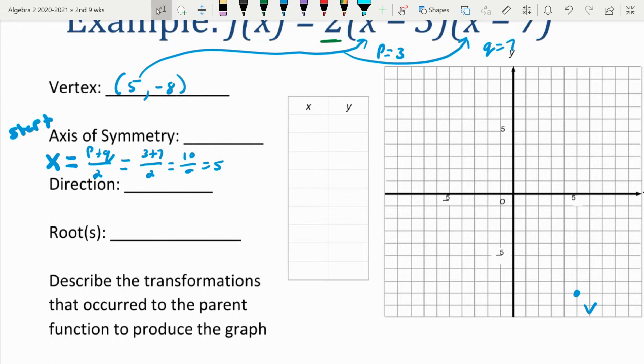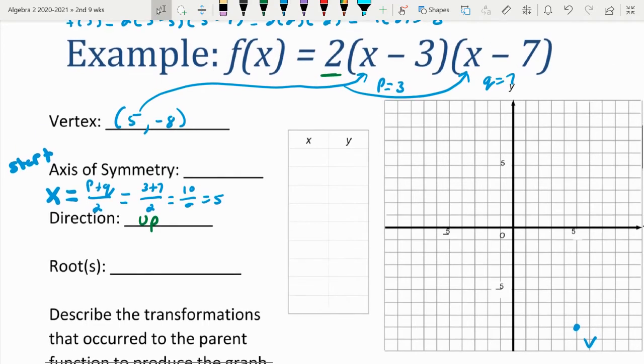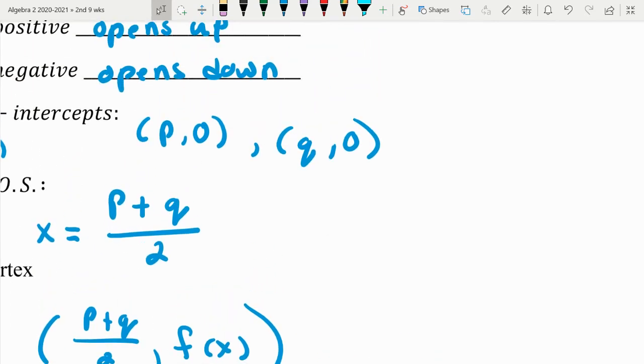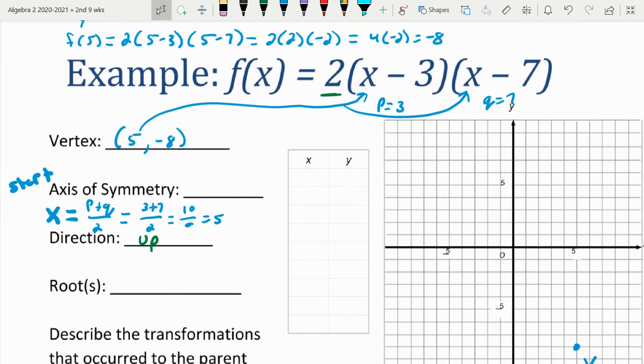Okay, so direction, and that's what I just did there. Which direction will it open? Just put up. Okay, what are my roots? Well, P and Q are my roots, right? And just like what we have here, it's going to be P, comma 0, Q, comma 0. So what are my P and Q? 3 and 7. Again, remember, we must change those signs, all right?